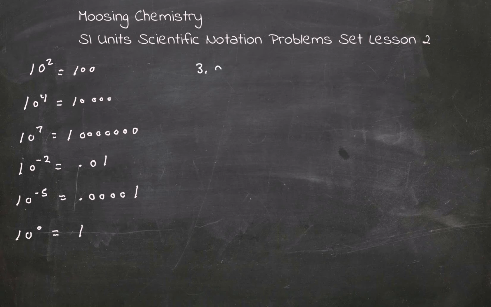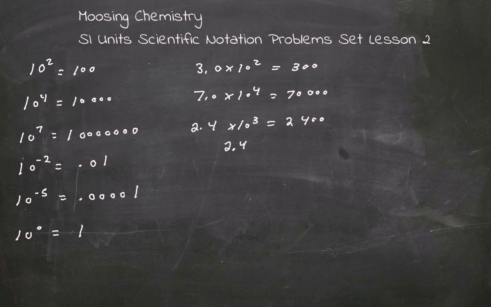What if we had 3.0 times 10 to the second? This would be the same thing as 300. What if we had 7.0 times 10 to the fourth? This would be the same as 70,000. What if we had 2.4 times 10 to the third? This would be the same thing as 2,400.